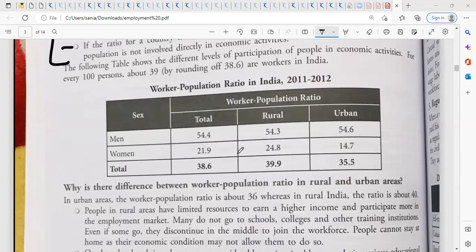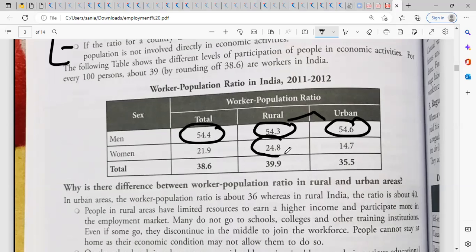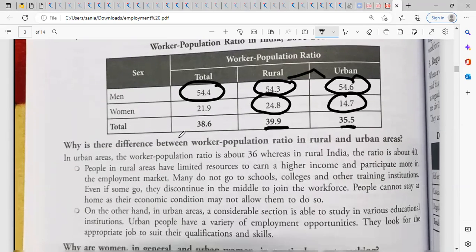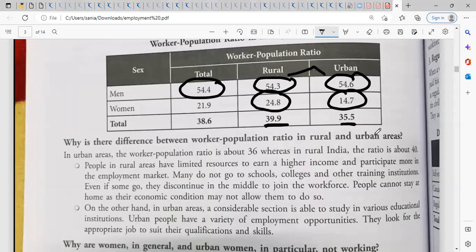So now over here you can see a table, right? What you can see is the work participation rate, men 54 in total. Let's just discuss rural and urban. In rural 54 and in urban 54.6, so somewhere the same. But for women, in rural area it's 24 and in urban area it's 14. In total you can say it's 39 and 35. Let's see why there is a difference between work participation in rural and urban.